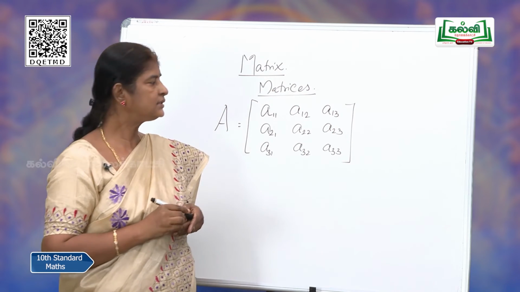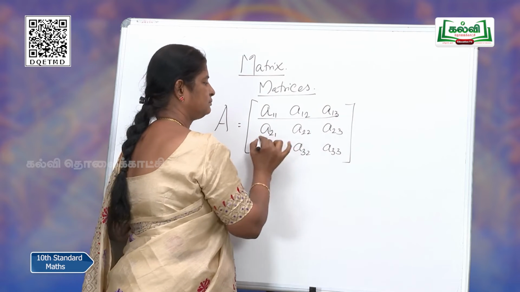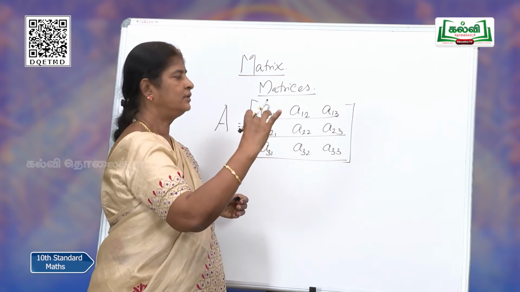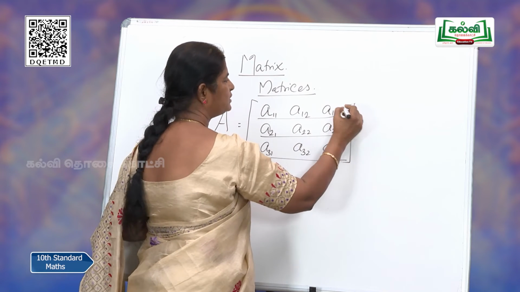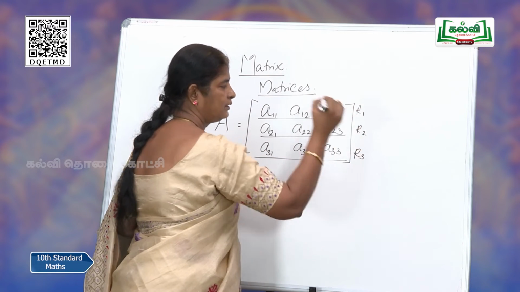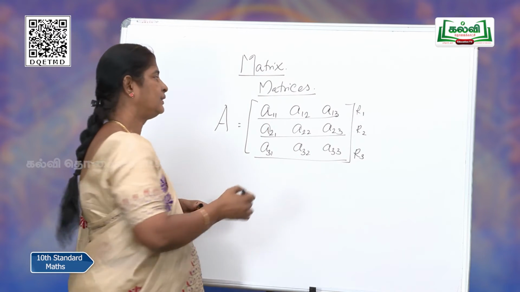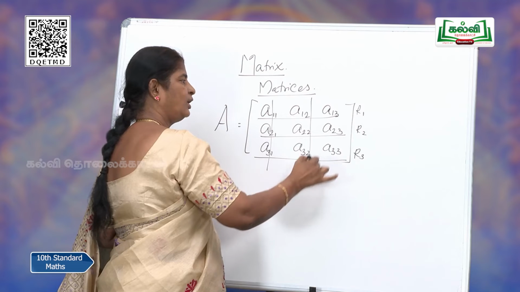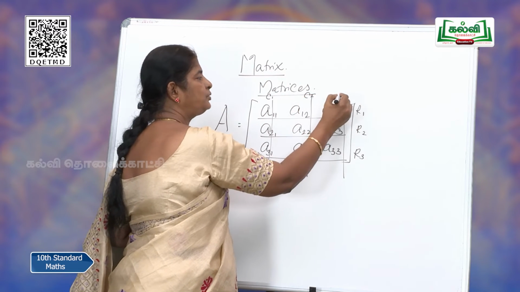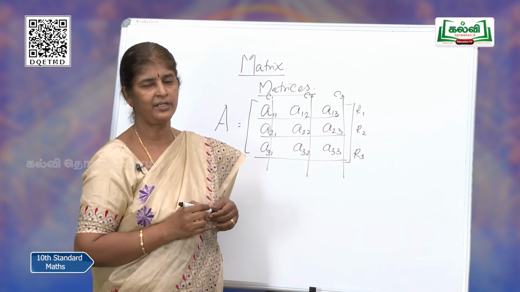This is a matrix. Now, we have 3 rows. The horizontal thing is known as a row. So, this is R1, R2 and R3: row 1, row 2 and row 3. How many columns are there? The vertical thing is known as a column. This is C1, C2 and C3. So we have 3 rows and 3 columns.